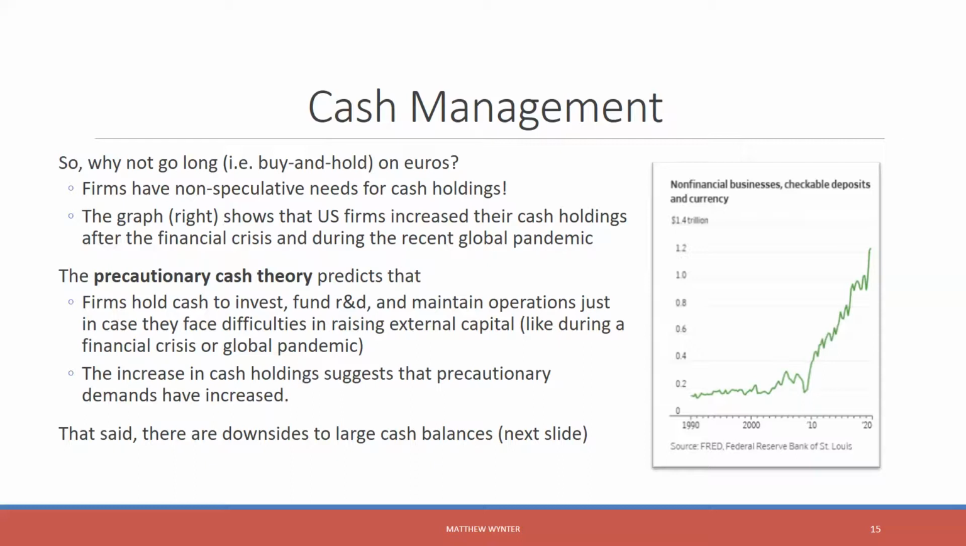As a financial manager, if you're managing the firm, if you're the CFO or the treasurer or the VP of finance, you're going to have multiple needs for your cash. The graph on the right shows that US firms increased their cash holdings after the financial crisis and during the recent global pandemic. So you'll notice that right after 2008, you see a bump in cash holdings and then a steady increase. Then as we enter the pandemic, you see an even larger increase in cash holdings.